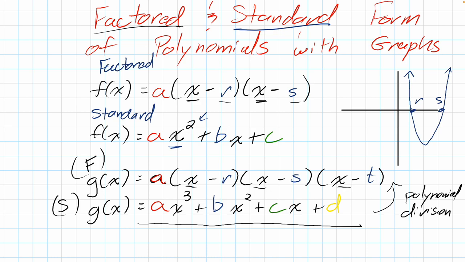Now the question becomes, why do that? Why change back and forth? What's the point of it? If you're going to graph, the standard form is a bit tricky. It doesn't really give you a lot of information about the graph. It does give you a y-intercept.